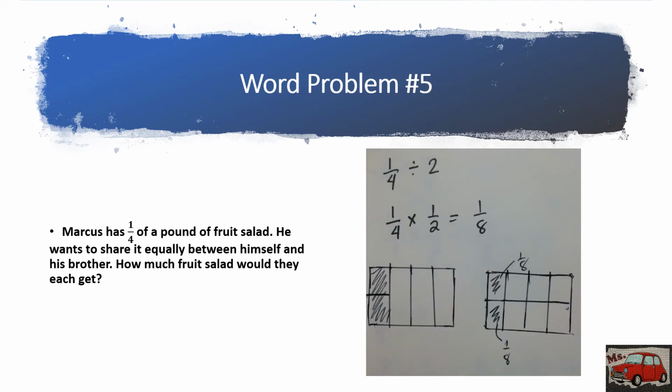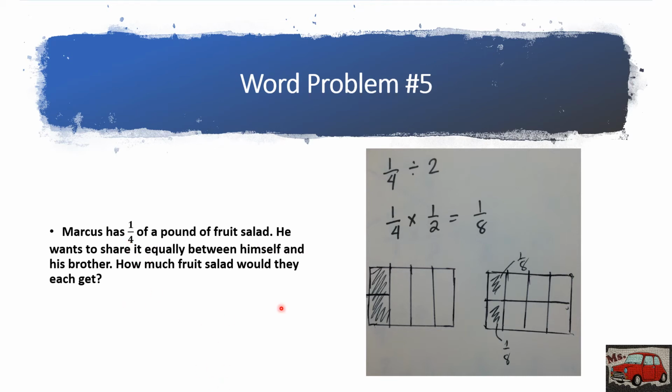Marcus has 1/4 of a pound of fruit salad. He wants to share it equally between himself and his brother. How much fruit salad would they each get? Alright, so hanapin lang natin yung fraction na nakuha ng bawat isa nung hinati ni Marcus yung 1/4 of a pound of fruit salad na meron siya. Okay, hinati niya sa dalawa.